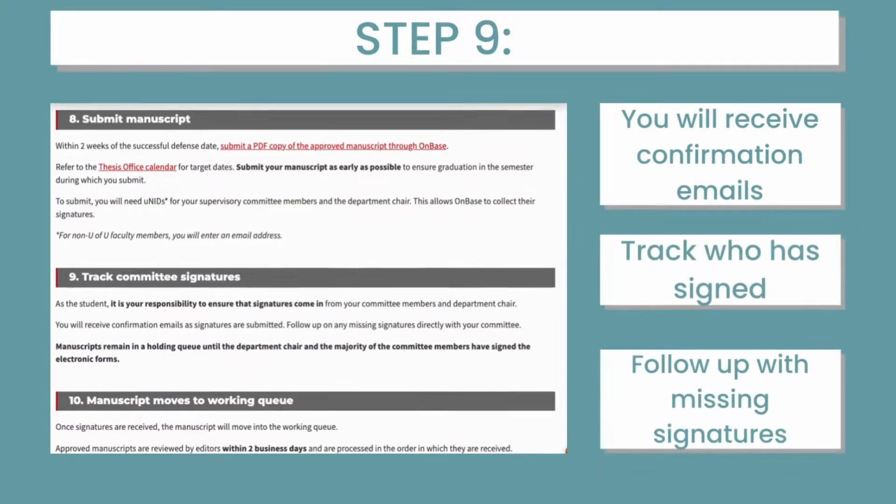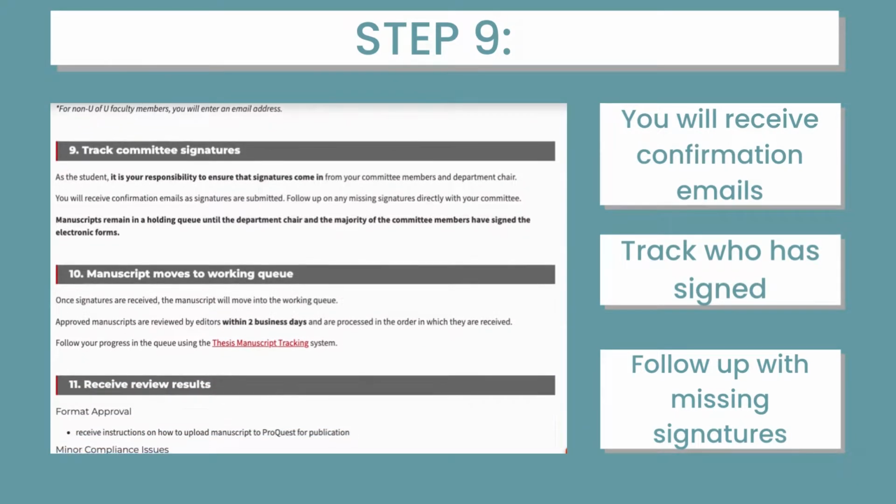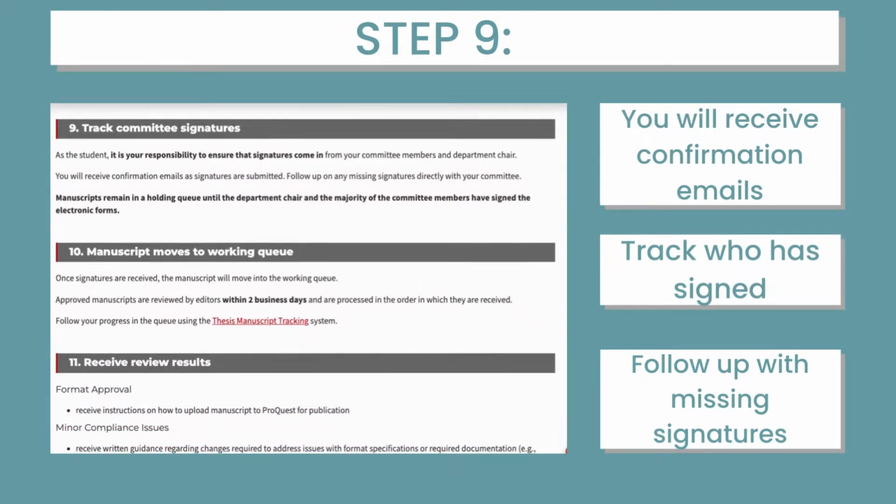All right, number 9, track committee signatures. After you have submitted your manuscript, the system will send out emails to your committee and department chair requesting a signature of approval. You will receive an email once a person has submitted their signature. It is your responsibility to keep track of signatures and follow up with anyone who has not submitted their signature.